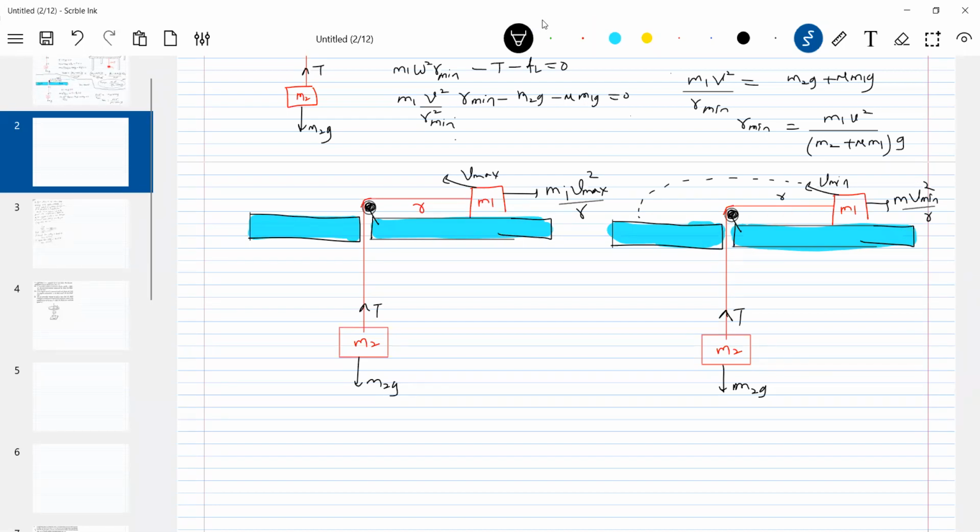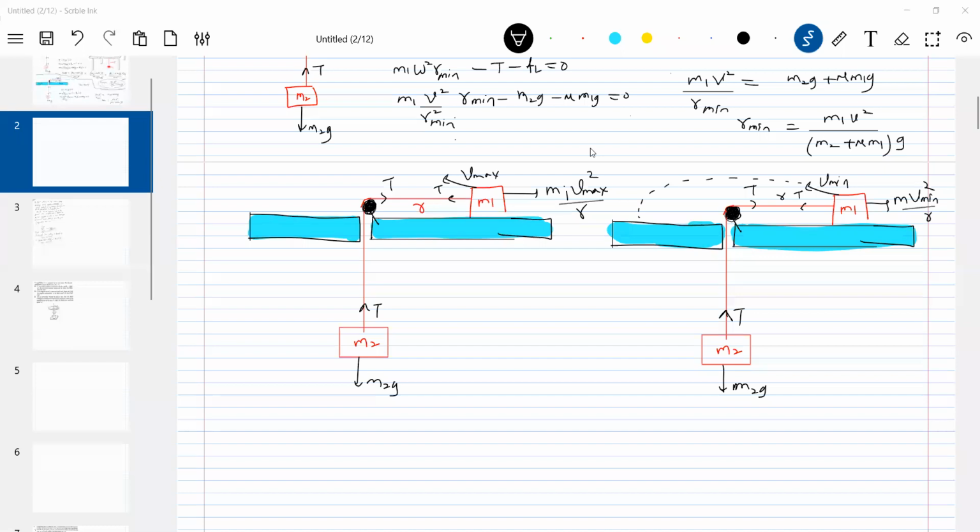So here the tension is T, and this is T. I can write the equation T equal to M2G in the ground frame. And for block M1, I'm just taking pseudo force, or in both, in the ground frame, you can write it. We already did this in the laws of motion chapter, no?